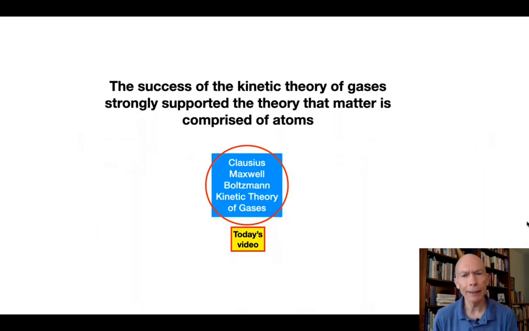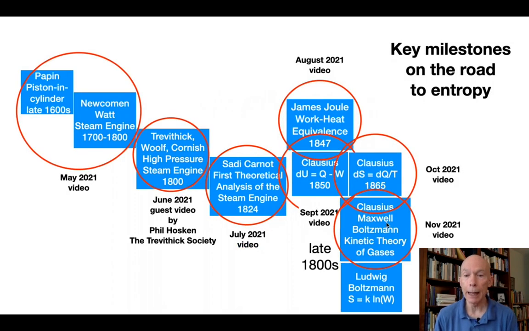The success of the kinetic theory of gases strongly supported the theory that matter is comprised of atoms. This was a monumental step in the road to entropy, and it was this step that served as a bridge from the classical thermodynamics of Clausius and William Thomson here, and the eventual probabilistic thermodynamics of Ludwig Boltzmann here. And in the December video I'll go into the details of what Boltzmann did.